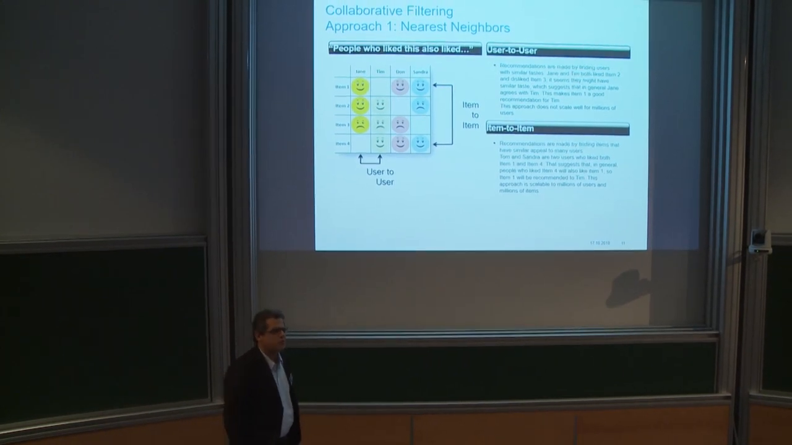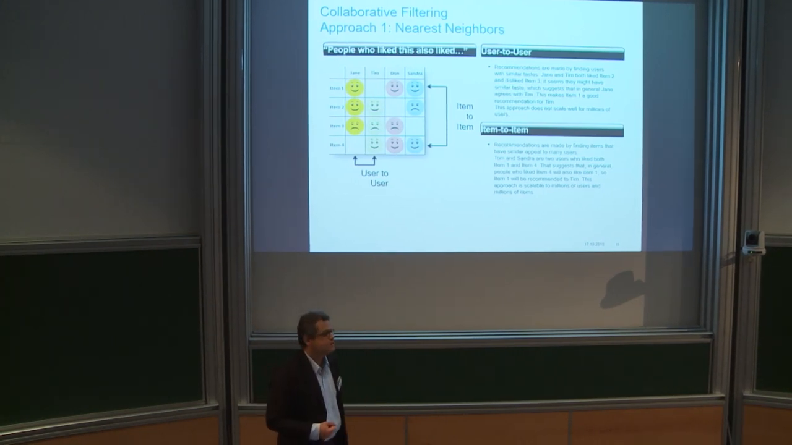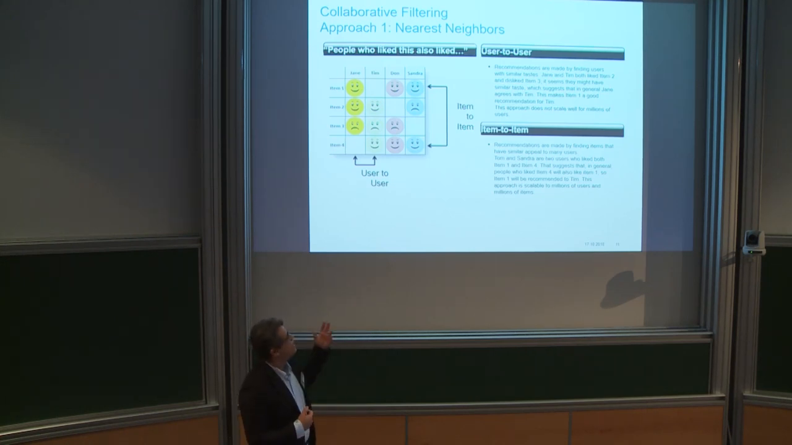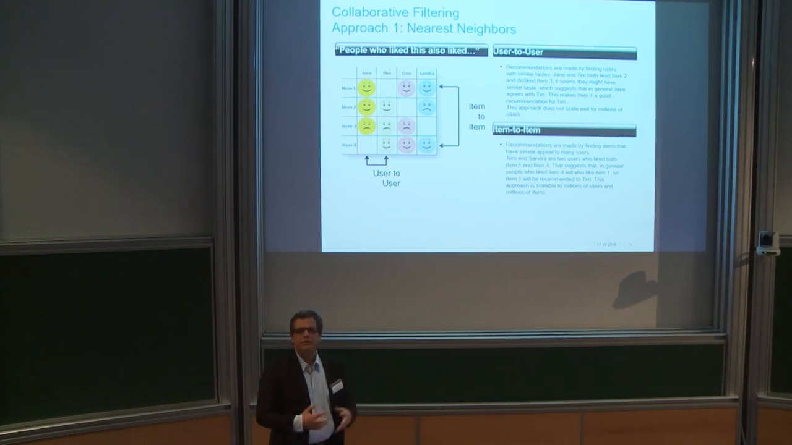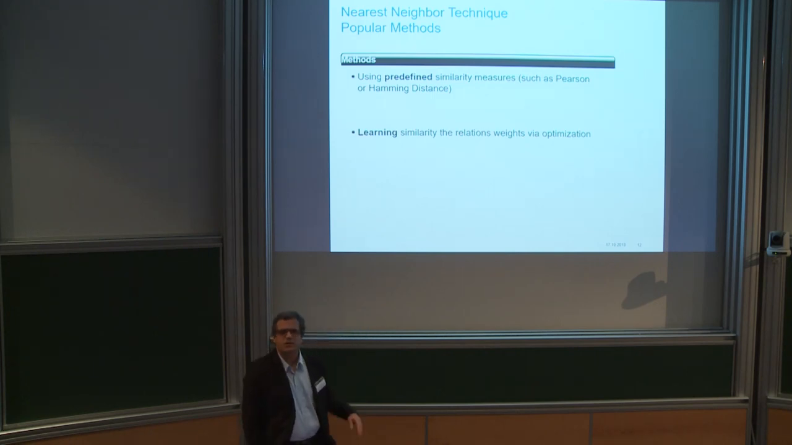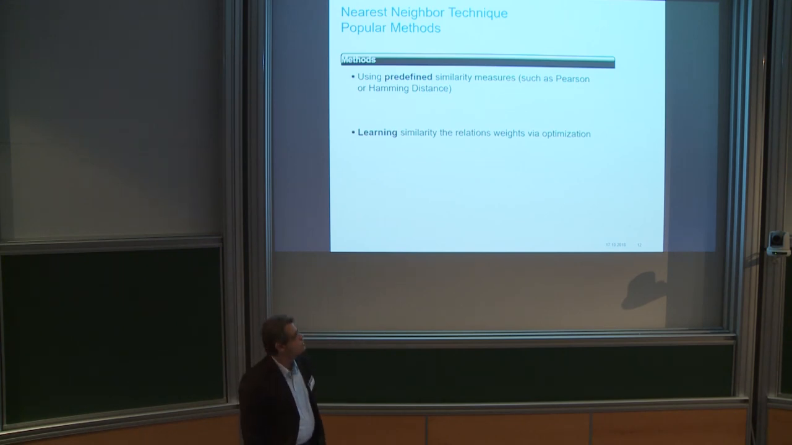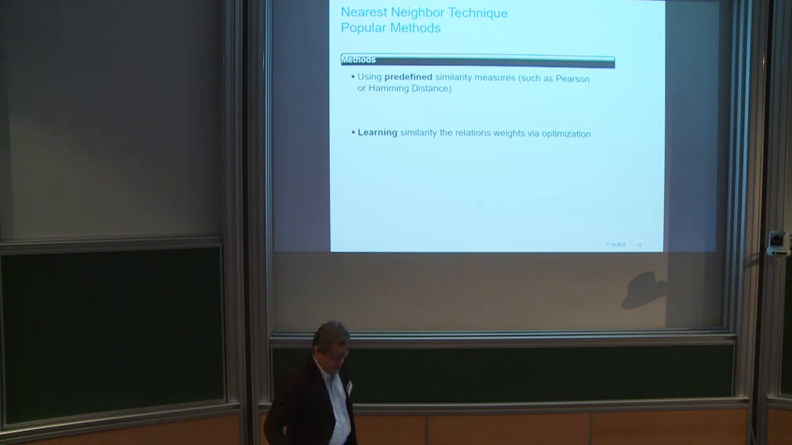So if we are talking about the first approach, the nearest neighborhood, we can solve it either as a user-to-user model, where we create a similarity matrix between the users based on their opinions on different items, or we can build an item-to-item model where we compare every pair of items based on the opinions that users gave about these items. Now, the nearest neighborhood can be done in two different ways. The first is using predefined similarity measures, like the Pearson correlation, Hamming distance, cosine similarity, and so on, which is very easy to implement. Another approach, which provides even better results, is to learn the similarity using optimization. The optimization in our case, as we said, is the minimization of the root mean squared error.